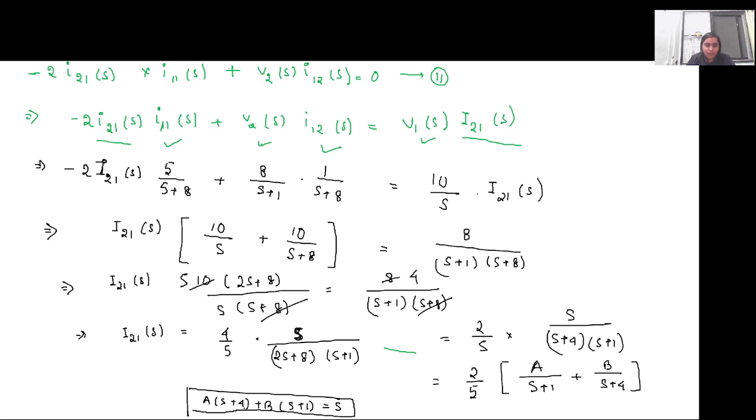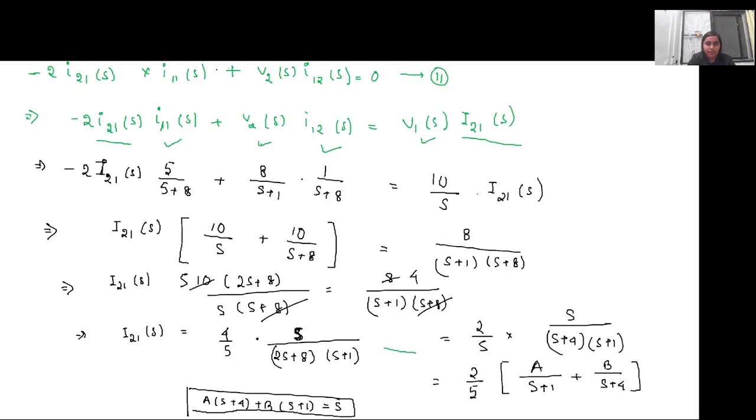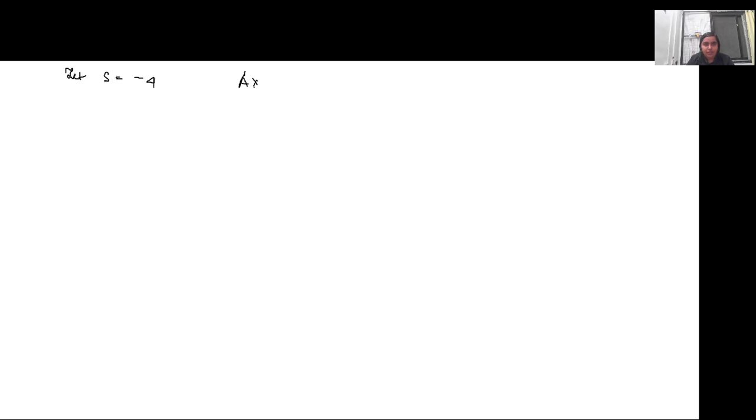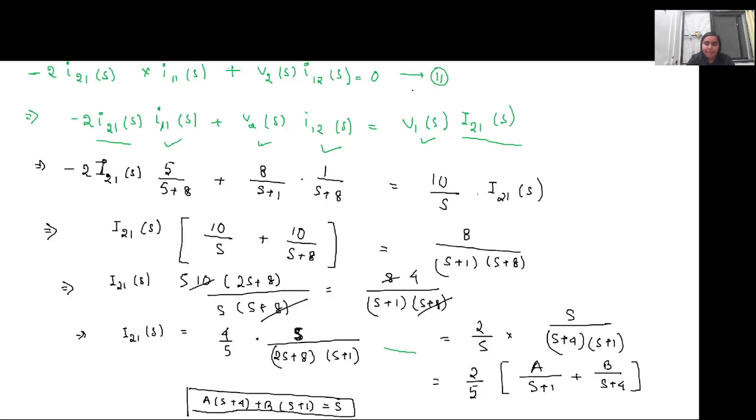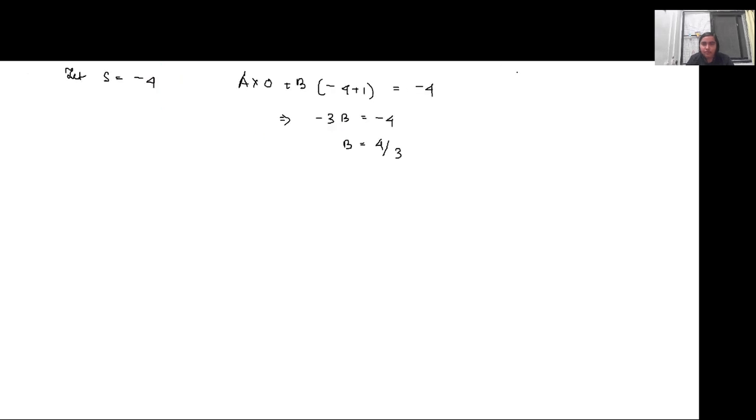So this is the equation and we have to solve for A and B. So what can we do? We can put S equal to minus 4 first. Then the equation becomes A into 0 plus B into minus 4 plus 1, and S is equal to minus 4. So minus 3B equal to minus 4. So B is equal to 4 by 3. Now if we put S equal to minus 1, it will become A into minus 1 plus 4 plus B into 0 equal to minus 1. So A will be equal to minus 1 by 3.